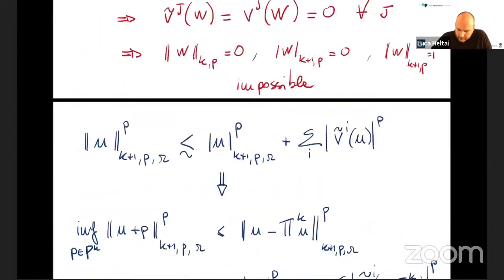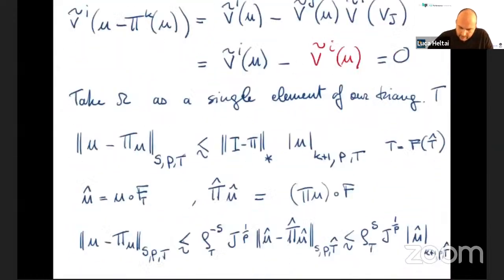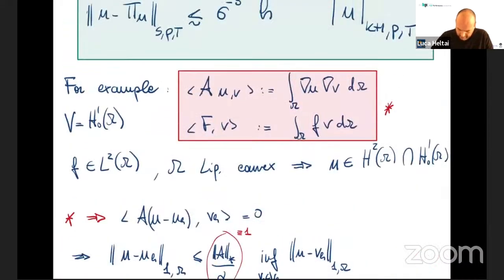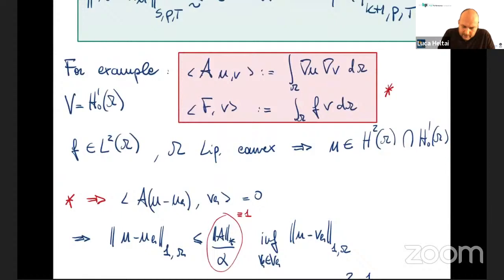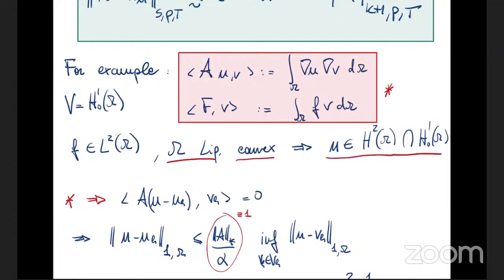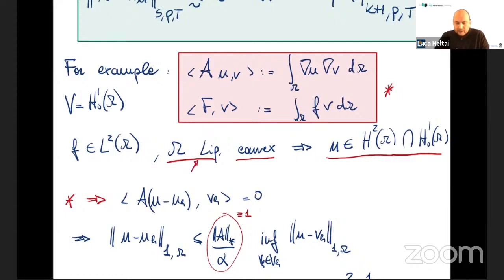What I didn't write, and probably I should have, is the application of this to the finite element method. There's a detail that I wrote here: if omega is Lipschitz and convex, then u is in H^2 intersected with H^1_0. If it's Lipschitz and convex, there's a little bit more that you can say about this. The regularity of the boundary of the domain tells you what is the maximum regularity that you can obtain on your solution. And the convexity also tells you what is the maximum regularity that you obtain.